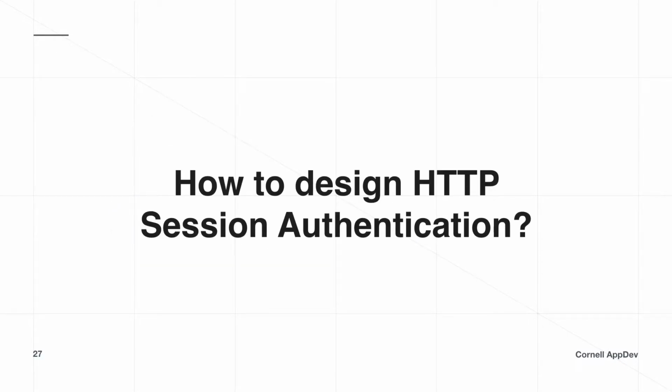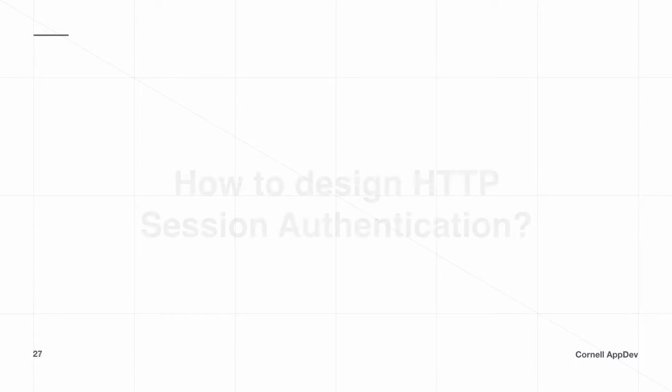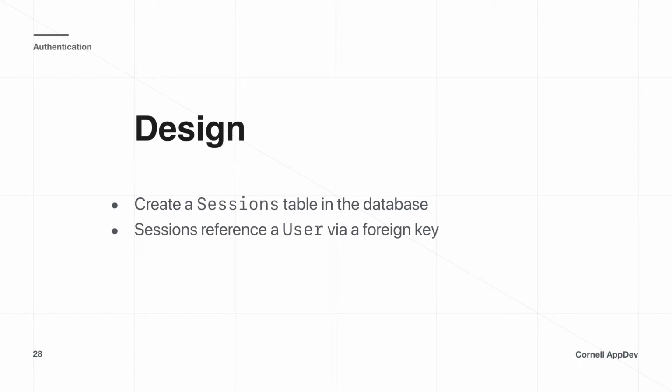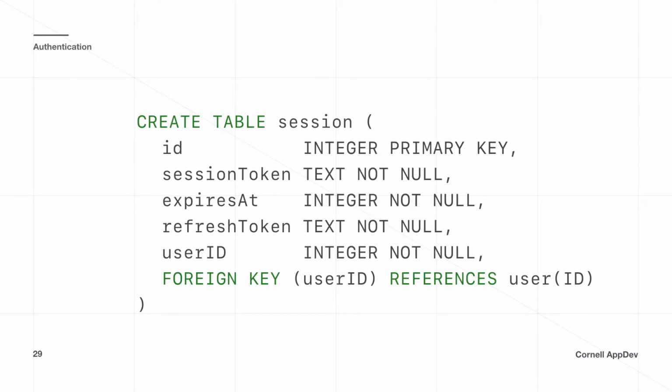So how do we design this sort of HTTP session authentication in our very own apps? Like I modeled before, we would have a sessions table in our database, and it would reference a user via a foreign key. If we were to write this as a SQL command, it would look something like this. It's pretty standard. It'll have all the fields that I mentioned earlier with ID, session token, expires at, your refresh token, and then note that you have the user ID that points to a user in the users table.